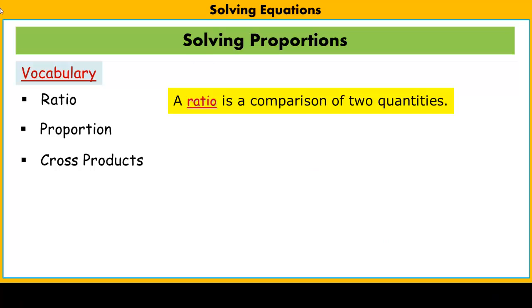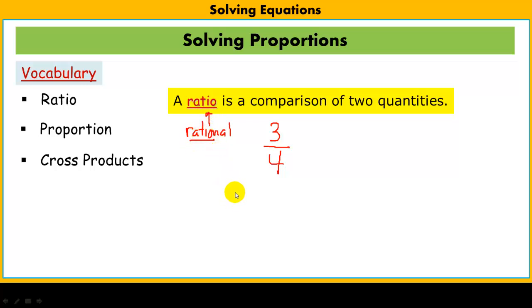Now ratios can be written in many different forms, but in algebra we prefer to use the form of a fraction, which most people would call a fraction, something like, for example, 3 over 4. That is a ratio, or another word for it is a rational number. This is a rational number, and that's of course where ratio comes from.